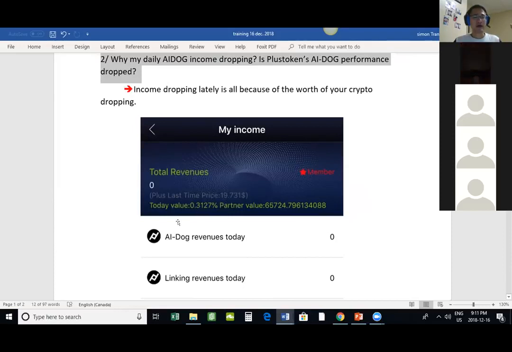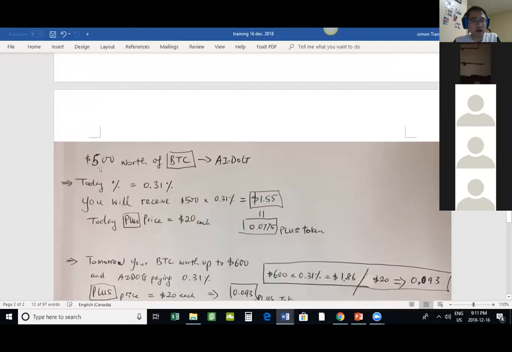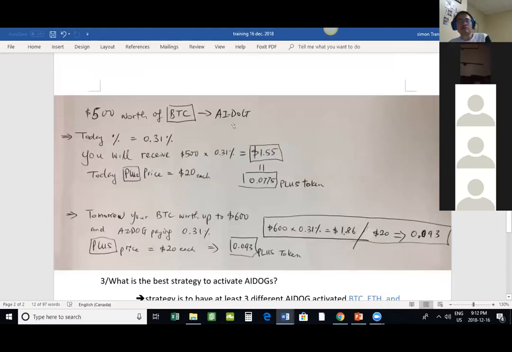The performance that Plustoken achieved is 0.312%. That means whatever you are holding, they will use this percentage to multiply your income. Let me give you an example. If you have $500 worth of BTC, you can see the example here, $500 worth of BTC, and today the percentage is 0.31%, you will receive $500 worth of BTC multiplied by 0.31%. Then you will get $1.55 US dollars.